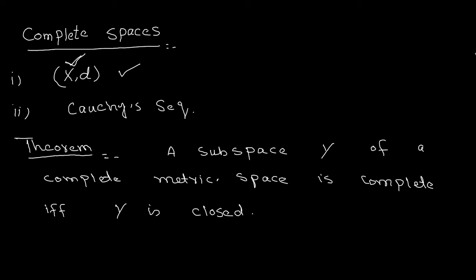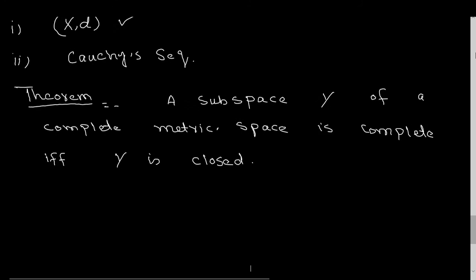First of all, we are taking the first part of if and only if. What is the first part? The first part is: a subspace Y of a complete metric space is complete. And what is the second part? That is, Y is closed. So we take that Y is complete, which is given, and we will prove that Y is closed. Let me start the proof of this theorem.